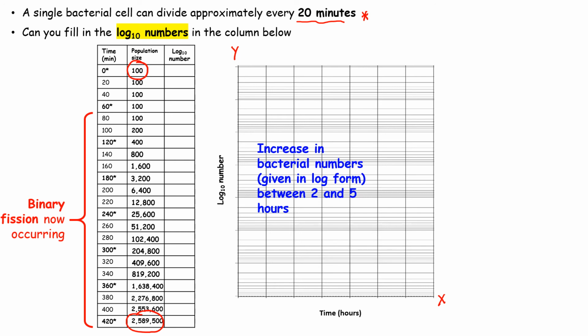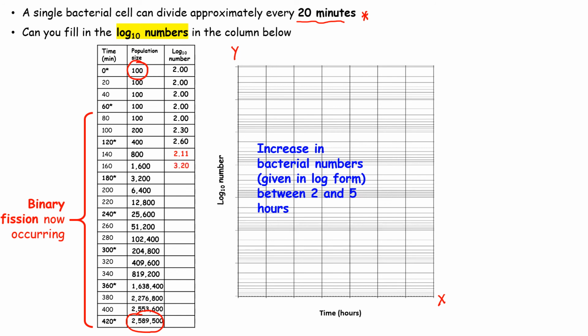So what we're going to do is use log to the base 10 here, which is the default log button. And we're going to convert the population size or the population number into a log number. So log to the base 10 of 100 is just 2. Okay, so this is the lag phase here, where there isn't an increase in population number. But then we can see all of a sudden the population number starts to go up from 200 to 400 to 800 to 1600 to 3200 to 6400.